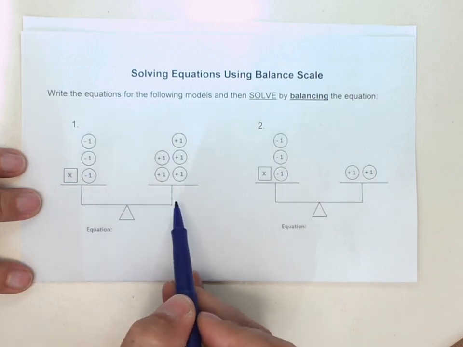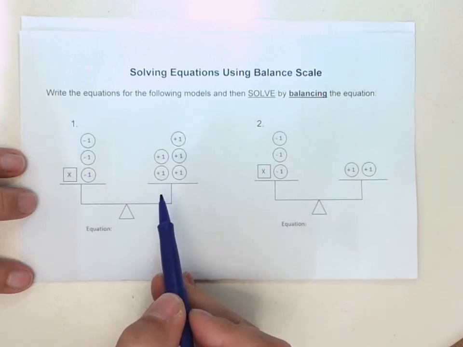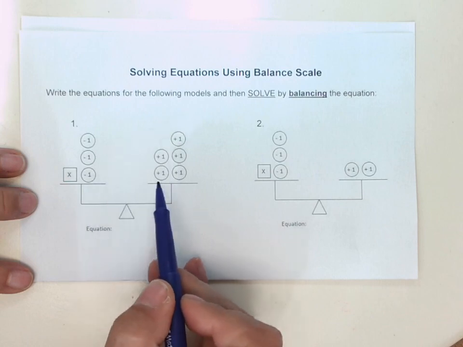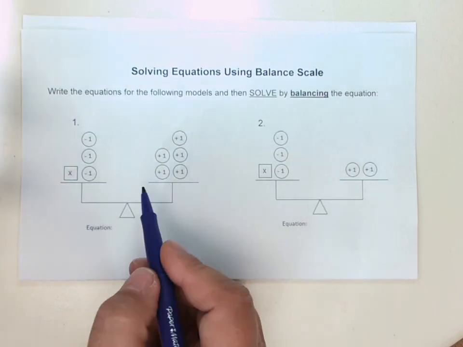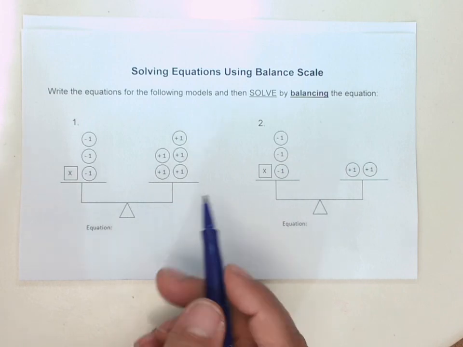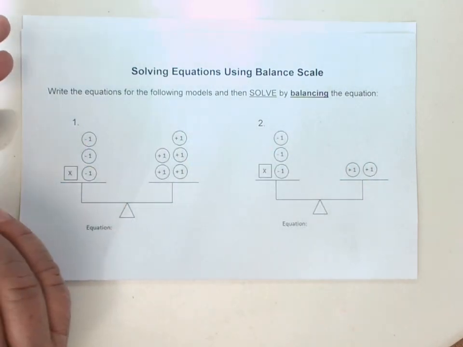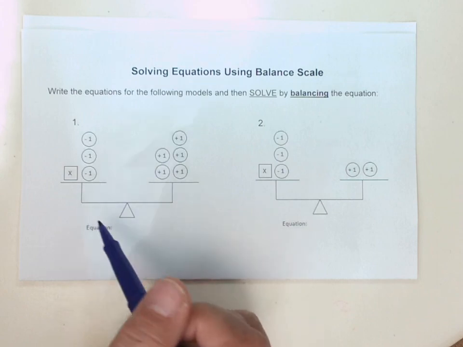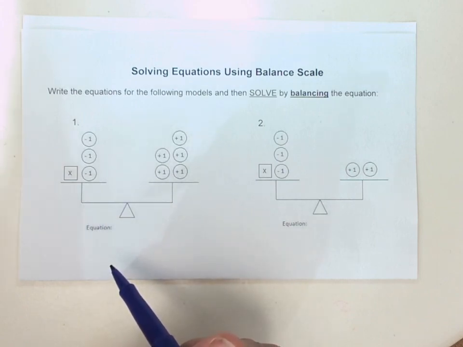So if you look at this scale right here, that's like what you do in science, right? Both sides have to be equal to keep the scale balanced. And you don't want one side being heavy and one side being light. And so that's how we do all equations. So this is the very beginning of algebra.